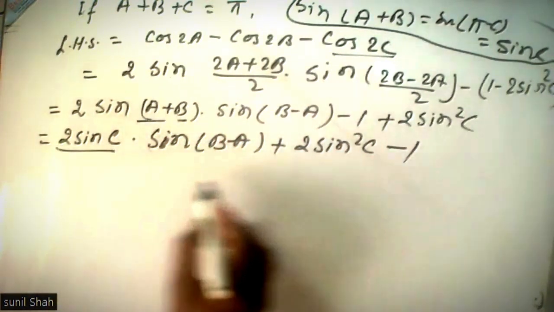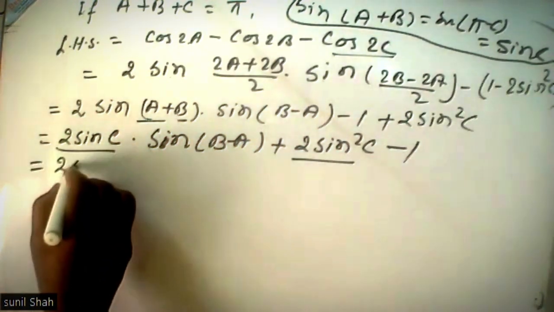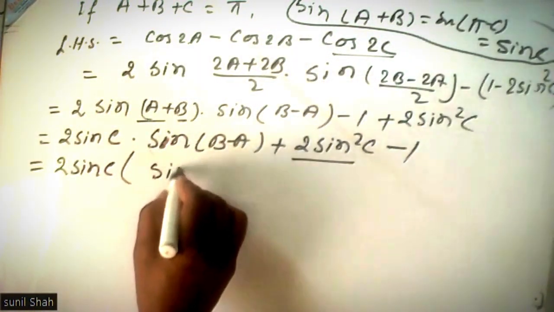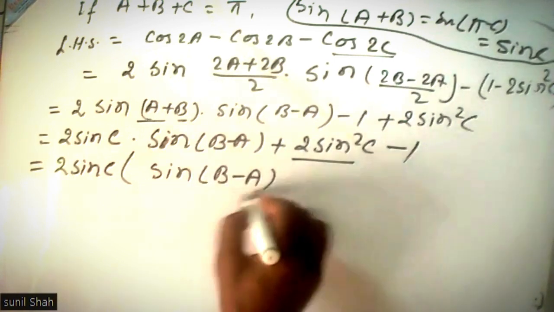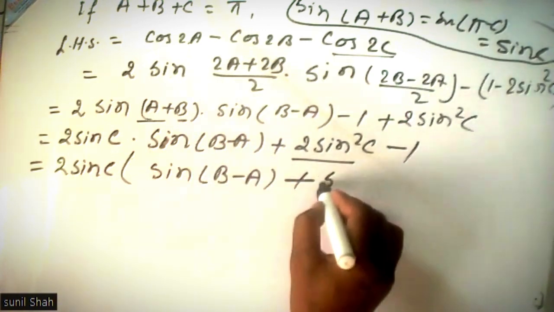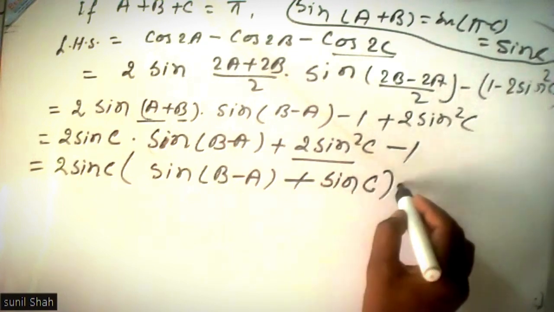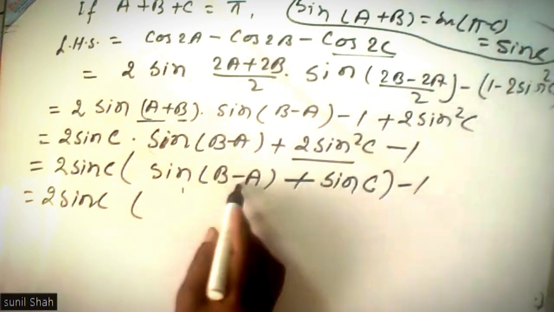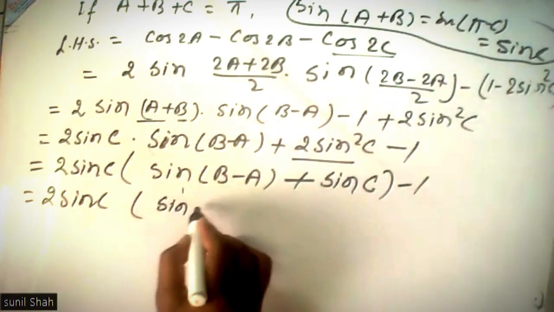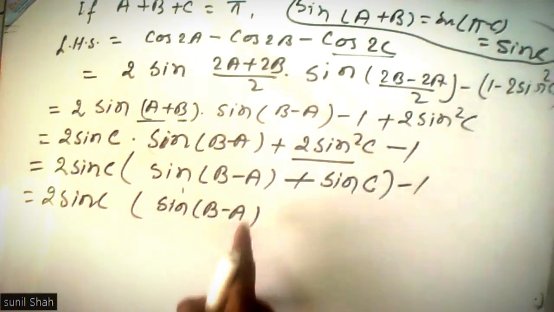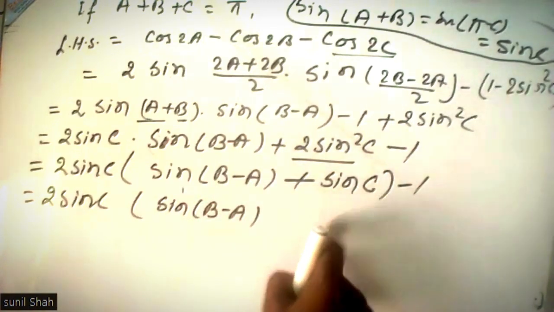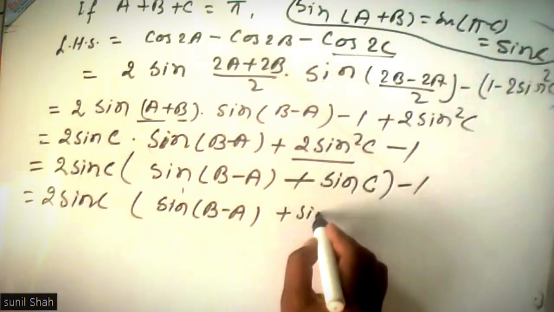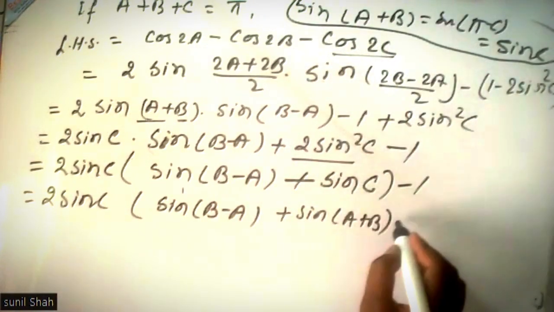Now taking 2 sin C common, 2 sin C is taken out. We'll have sin (B minus A) plus sin C, minus 1, and here sin C is again sin (A plus B). So it is 2 sin C times sin (B minus A) plus sin (A plus B).